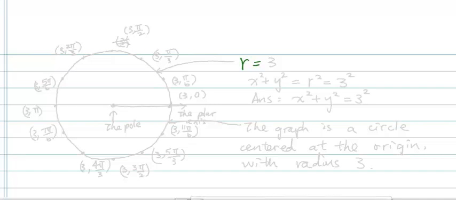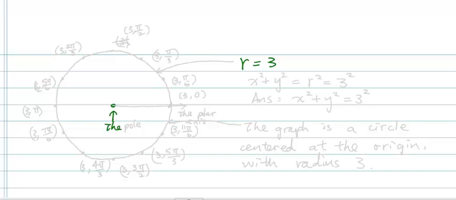We consider the equation r equals 3. It is written with polar coordinates, and we want to convert the equation into rectangular coordinates. We will draw the graph r equals 3 first.